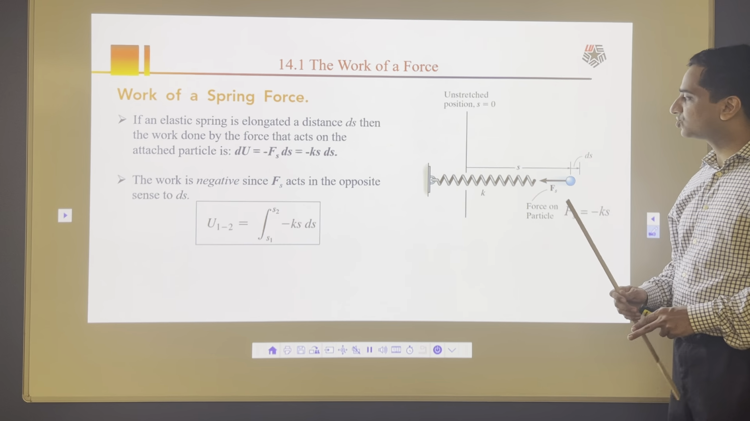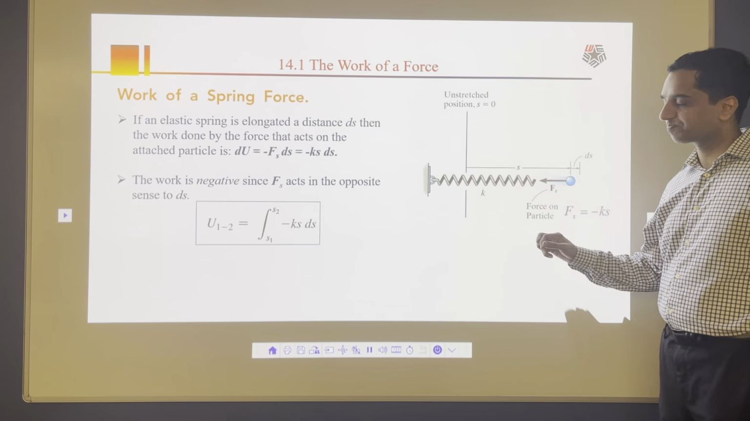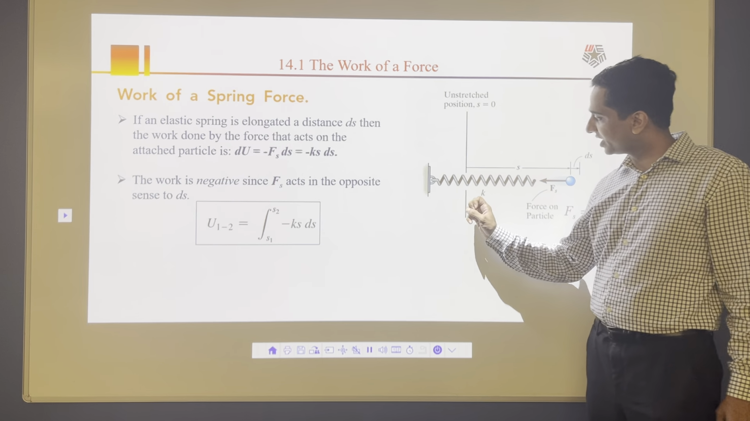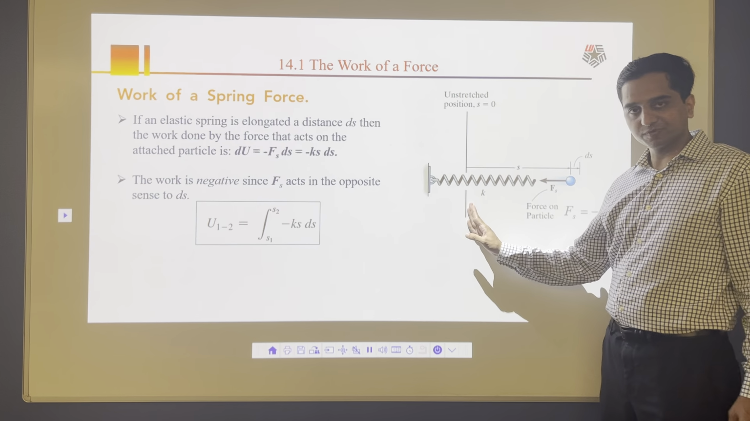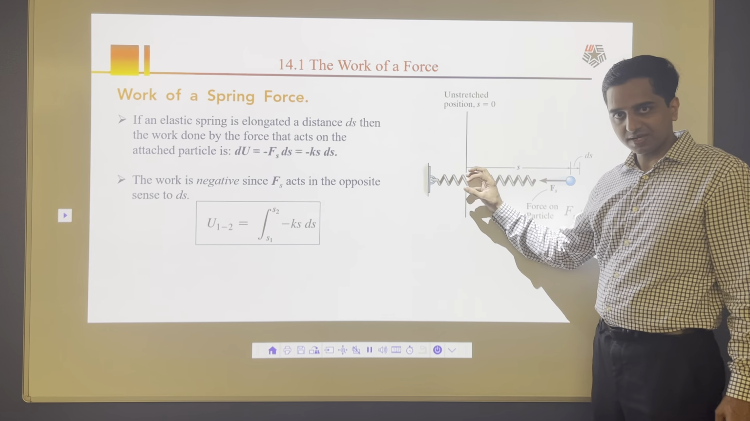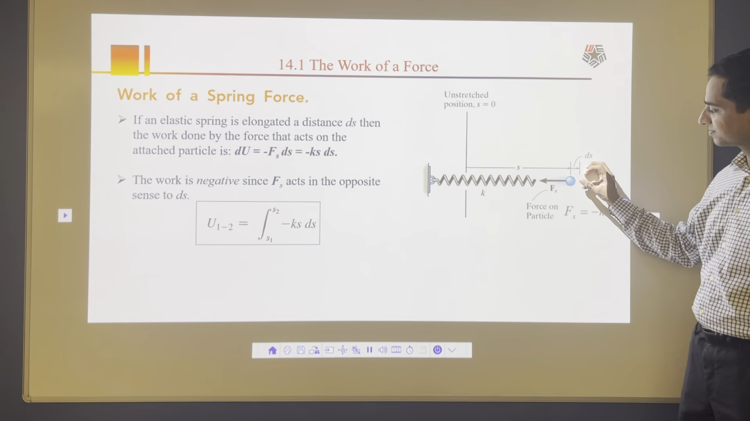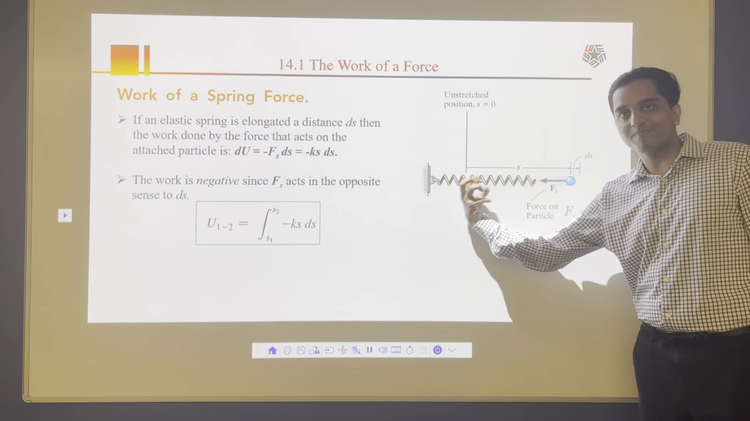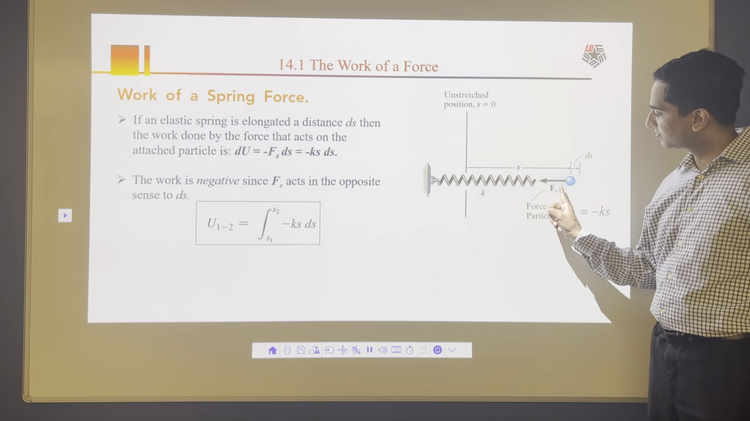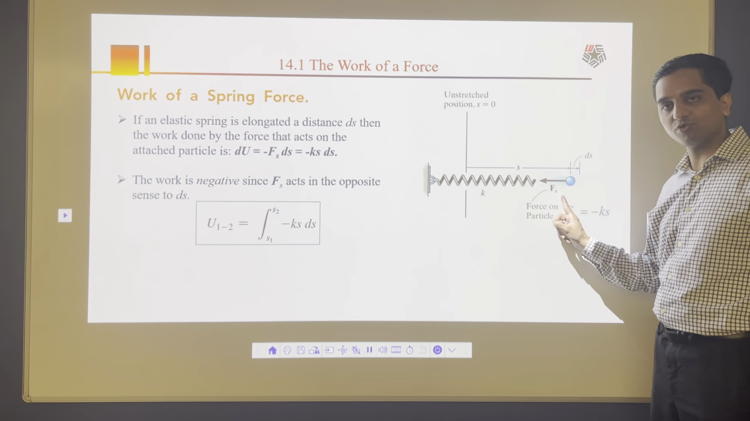And then the third one is work done by a spring. Let's assume that I have this spring here and I'm going to stretch it. This is the unstretched position. I'm going to attach a particle here and stretch that spring. Now as soon as I stretch it, the spring will try to pull it back, and that's your force by spring, Fs, that's your spring force on a particle.